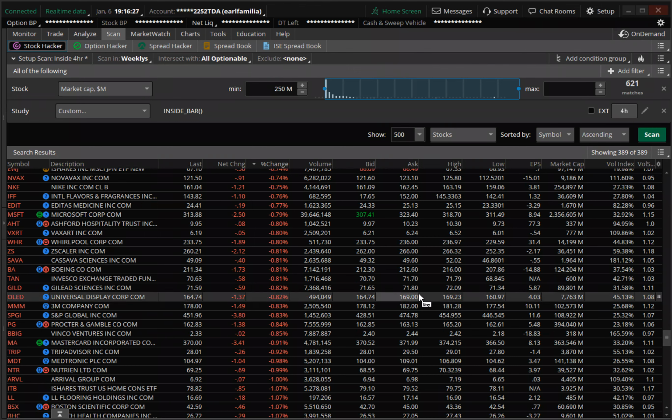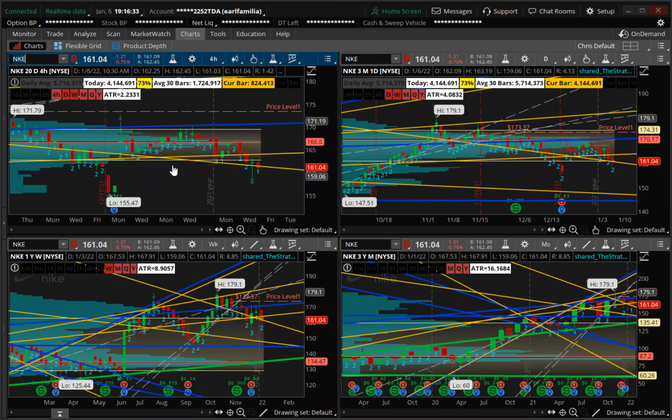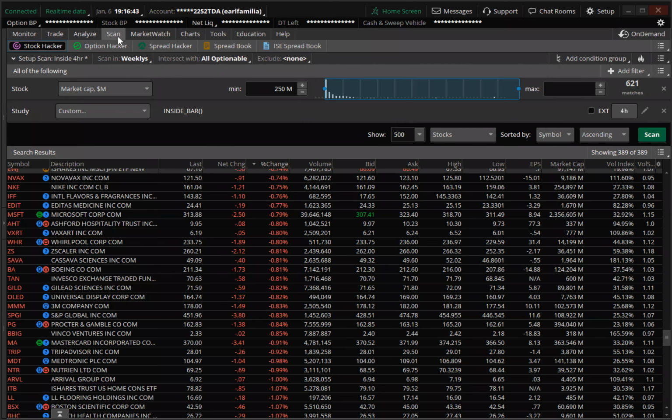Got Nike, Microsoft. I'm going to blaze through these real quick. Oh, Nike, 212 to the downside. Below 161.03 is your entry. Got Microsoft and Boeing.